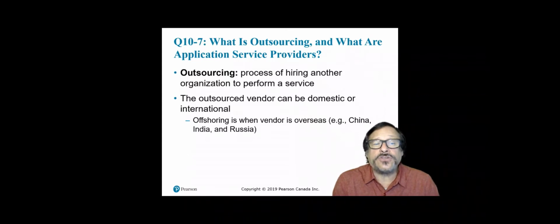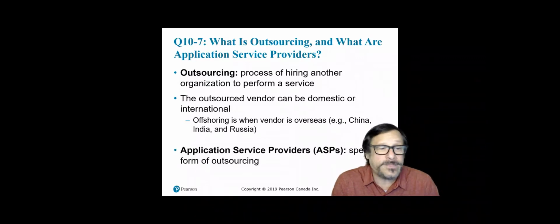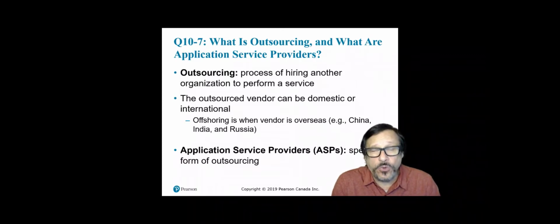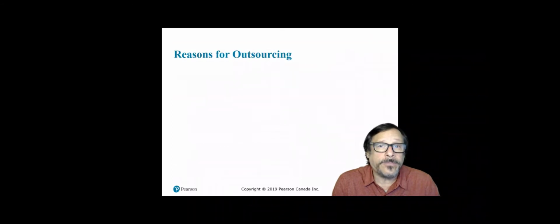The idea that offshoring is when the vendor is overseas. So if you're outsourcing to an organization that's in China or India or Russia, you're outsourcing to an offshore vendor. You're offshoring your requirements. And then you've got application service providers. This is a special form of outsourcing. An ASP is a provider that has a specific tool or sets of tools that you're going to be able to use remotely.